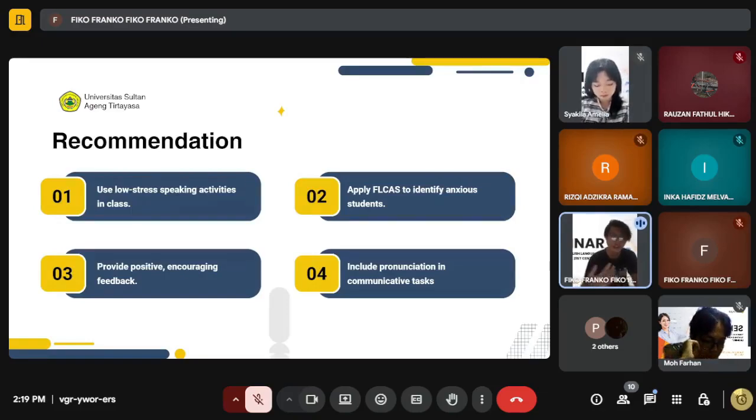Second, apply FLCAS to identify anxious students. Third is to provide positive, encouraging feedback. And fourth is to include pronunciation in communicative tasks. These recommendations can be useful for future teachers and educators if they meet students with anxiety which has impacted their pronunciation skill.